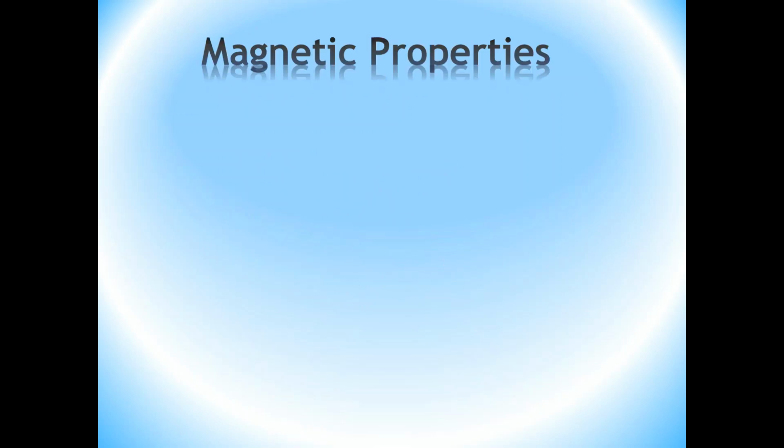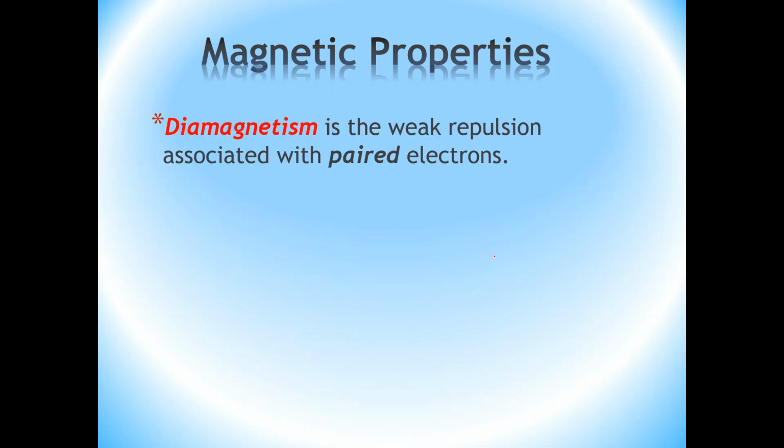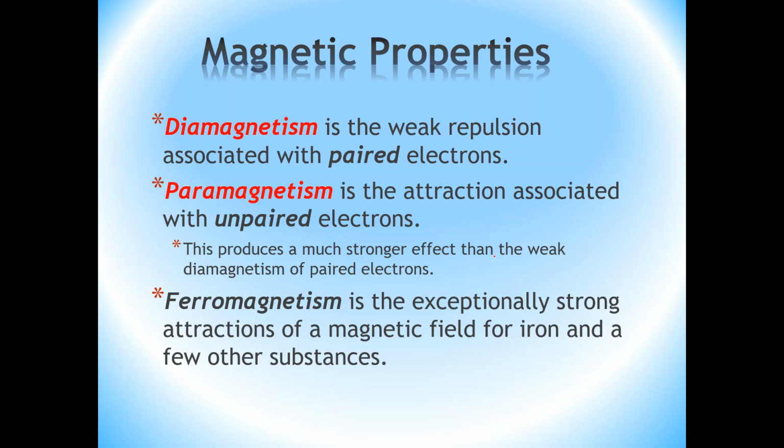So one last thing in this particular video I want to talk about is in reference to the magnetic properties that are displayed by elements. Now, in this regard, there are 3 types of magnetic properties. You have diamagnetism, which is the weak repulsion that's associated with paired electron systems. And then you have paramagnetism, which is the attraction that's associated with unpaired electrons. And please note that this particular effect is much stronger than diamagnetism, right? This is one that can be more easily observed.